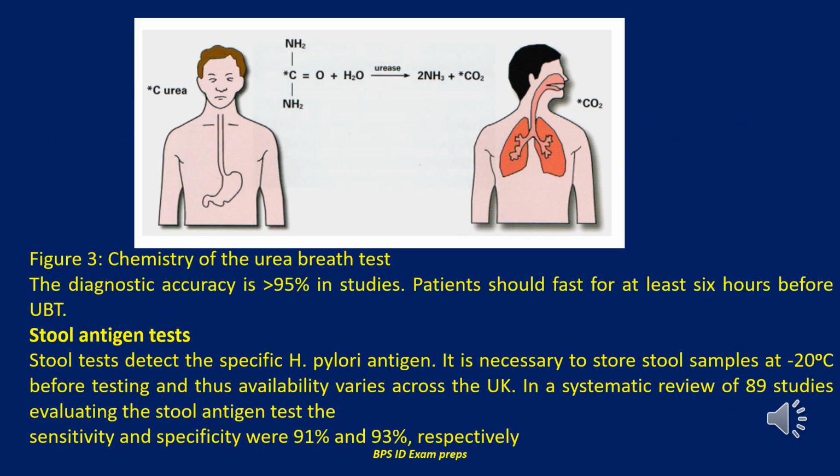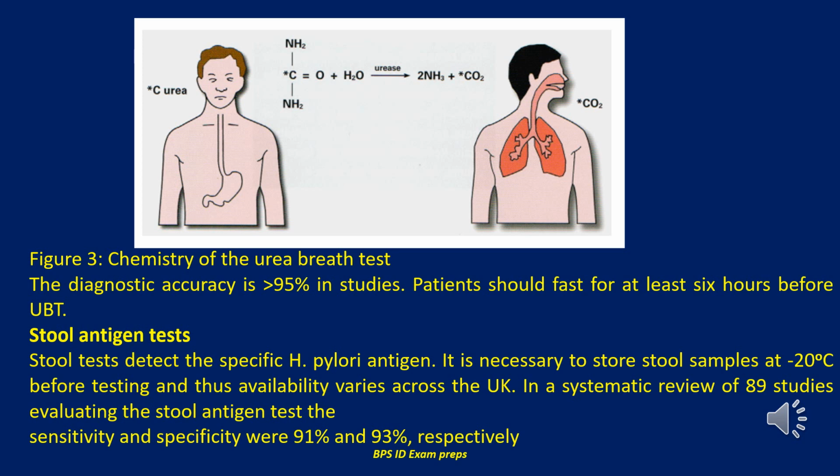Pause the video and carefully scrutinize Figure 3, which illustrates the chemistry of the urea breath test. The diagnostic accuracy is over 95% in studies. Patients should fast for at least 6 hours before urea breath test. Next we will discuss the stool antigen tests.